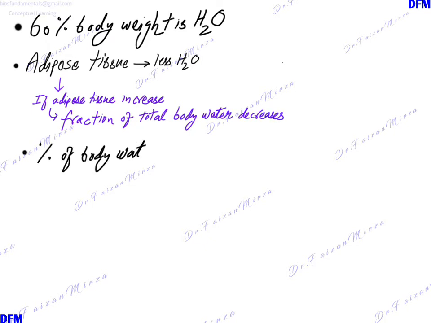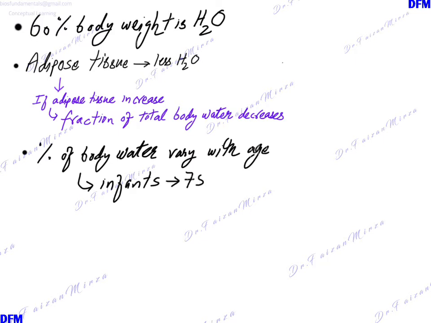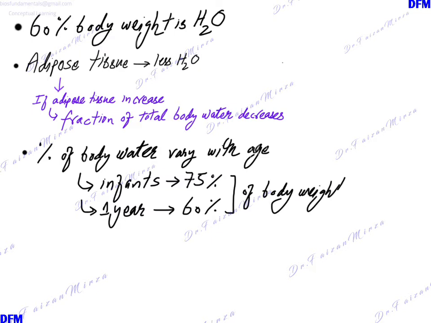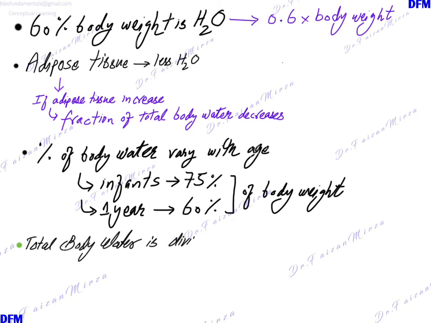The percentage of total body water varies with age. In infants, it is about 75% of body weight, whereas for individuals above 1 year, the total body water is about 60% of the body weight. So how do you calculate that? You just weigh a person in kgs and take 60% of that body weight. That tells you the total body water of that individual.